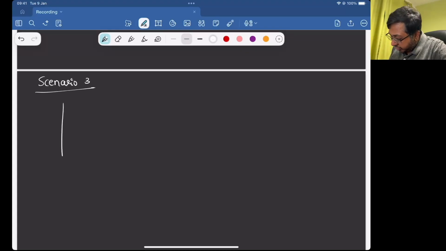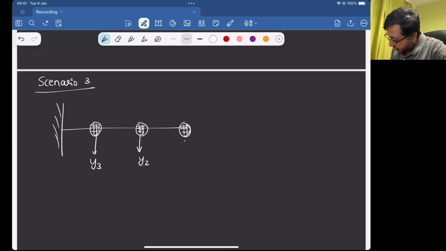Our scenario 3 is where we are applying, I'm not going to write M, we already know that's M3, Y2, Y1. So we're going to apply a load P3 here.